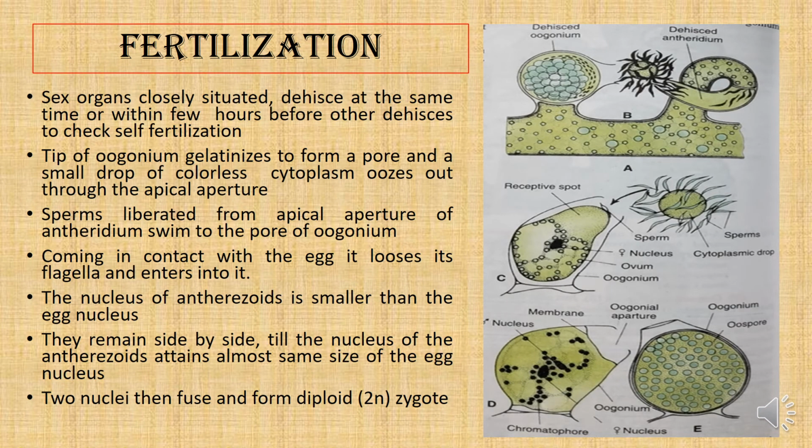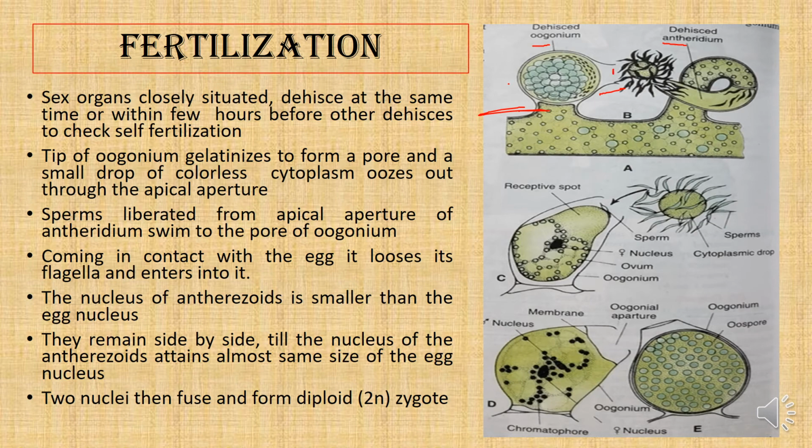Now we come to the fertilization in Vaucheria. These are the sex organs. This is the oogonium, and this is the antheridium. So here we see a dehiscence is found. As the oogonium matures, it develops a receptive spot, and at the point of the receptive spot, the wall dehisces.